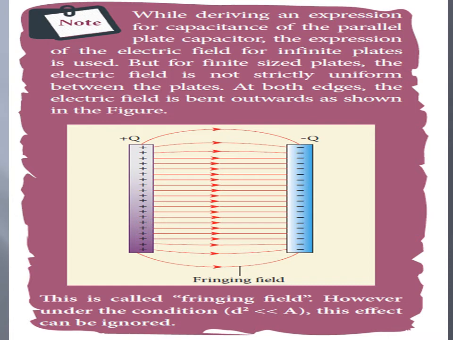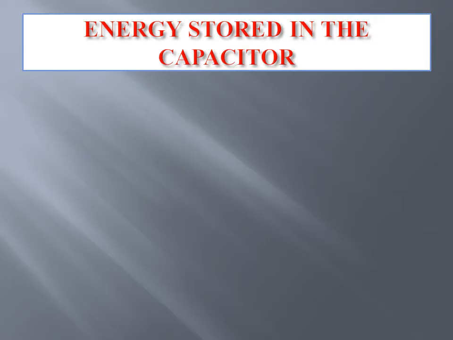plates is used, but for finite sized plates the electric field is not strictly uniform between the plates. At both edges the electric field is bent outwards as shown, and this is called the fringing field. However, under the condition D squared is very much less than A, this effect can be ignored.